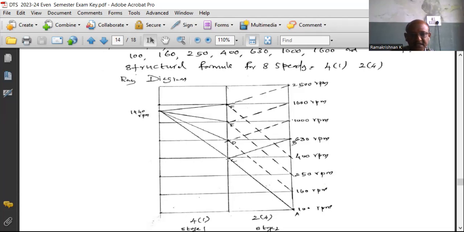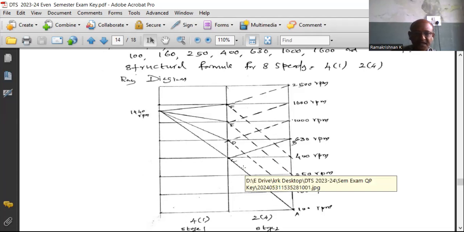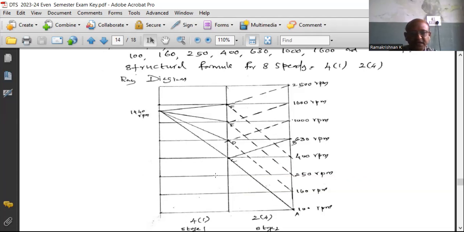The C is the output for the last stage. Okay. Now you look at the C. Now you join with the CA and CB with the solid line. Again, you consider the first stage.